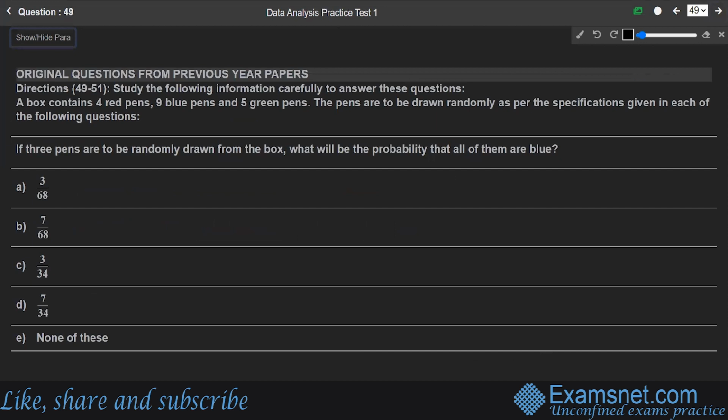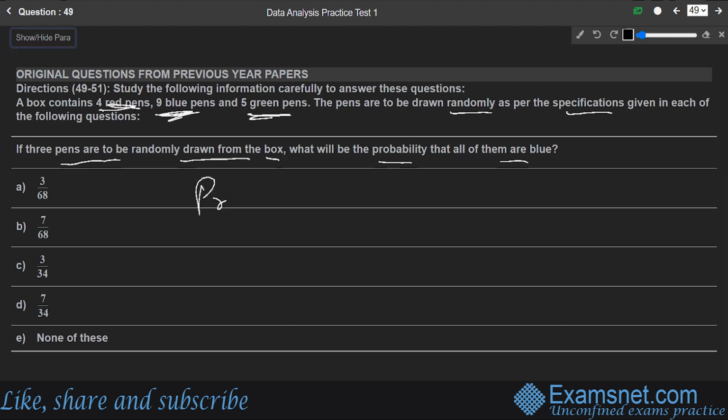Now, if 3 pens are to be randomly drawn from the box, what will be the probability that all of them are blue? There is data given. A box contained 4 red pens, 9 blue pens, and 5 green pens. These are the different compositions in the box. The pens are to be drawn randomly as per the specification given in each of the following questions. The first question is: 3 pens are to be randomly drawn from the box. What will be the probability that all of them are blue?